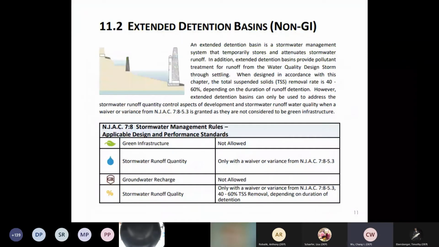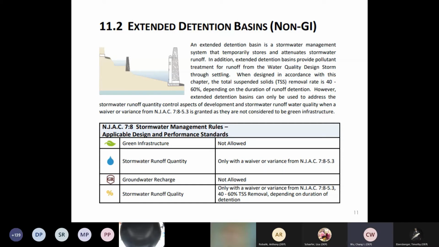So the next topic I would like to talk about is the extended detention basin. The extended detention basin is a BMP commonly used for water quality and quantity treatment, but not for groundwater recharge. But under the amended rules, the extended detention basin can only be used if a waiver or a variance from the green infrastructure requirement from the N.J.A.C. 7:8 is obtained.